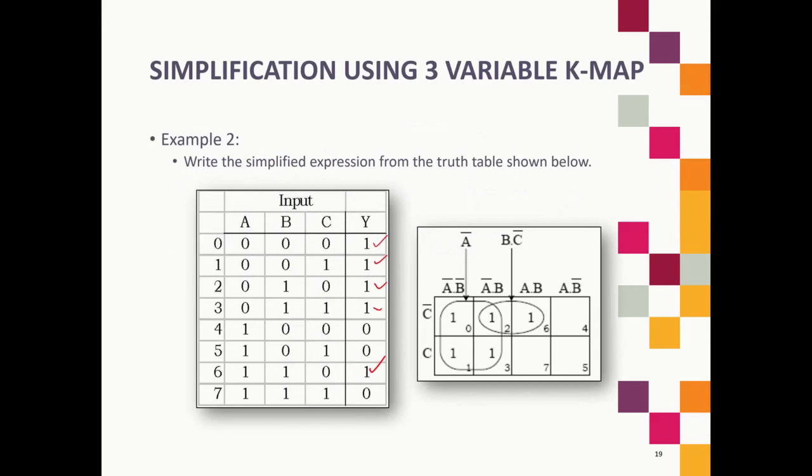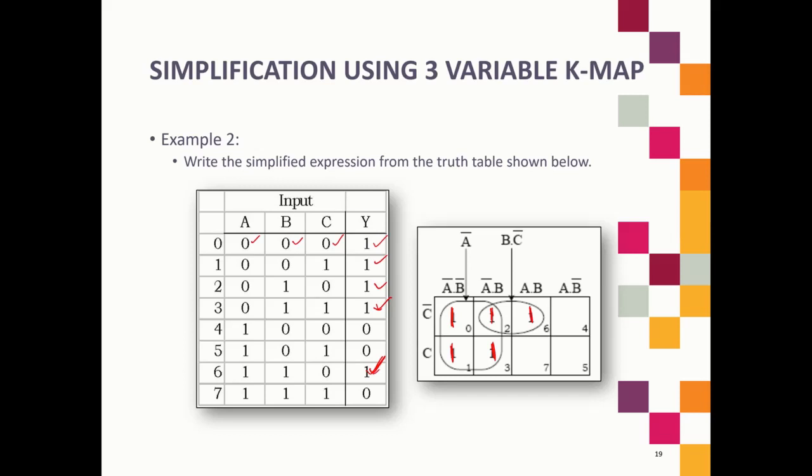If you are using the product term, the first product term is A bar, B bar, C bar. So you put here A bar, B bar, C bar. And then the second one, A bar, B and C. And then here is A bar, B and C bar. The fourth one is A bar, B and C. And the last one is A B C bar. So you have 5.